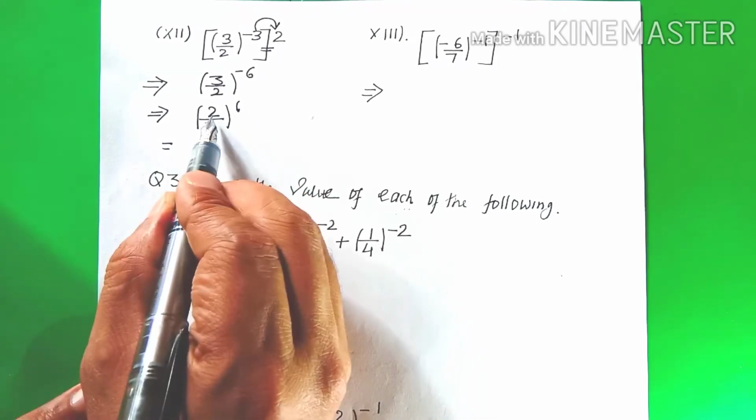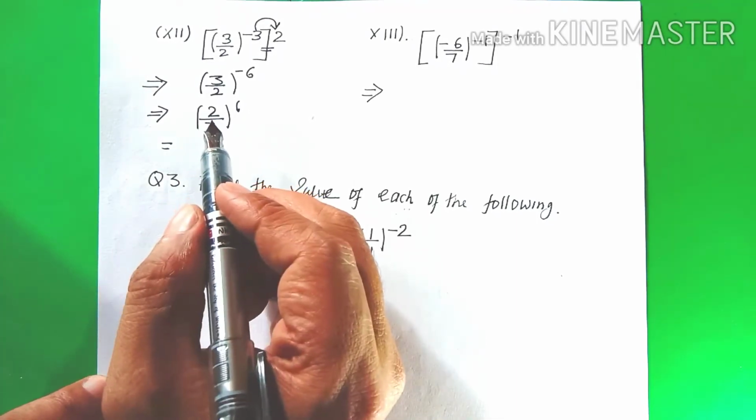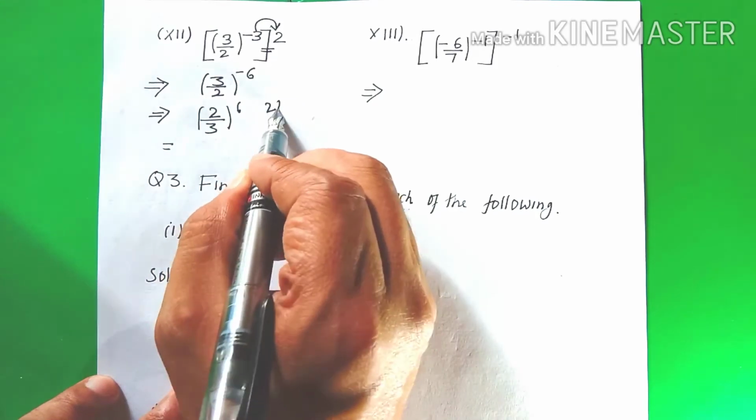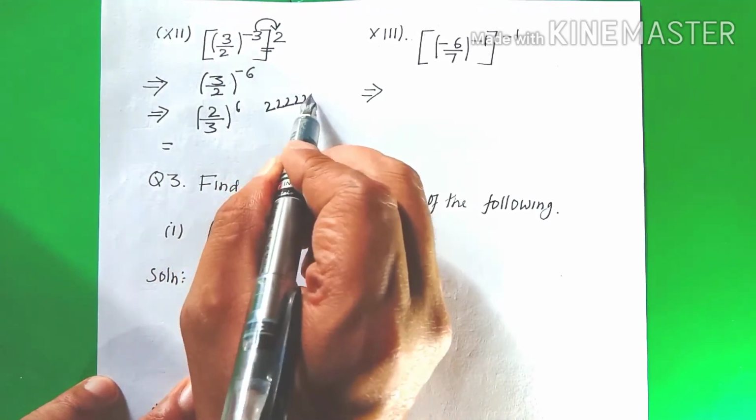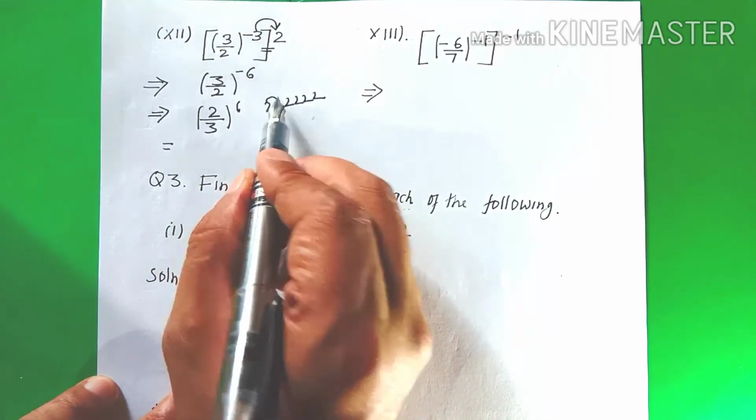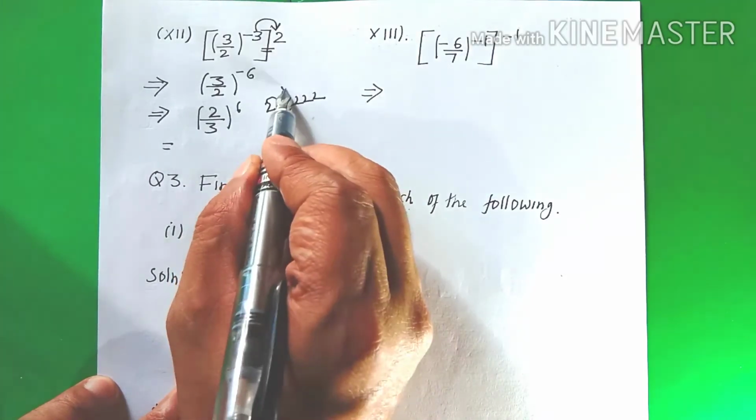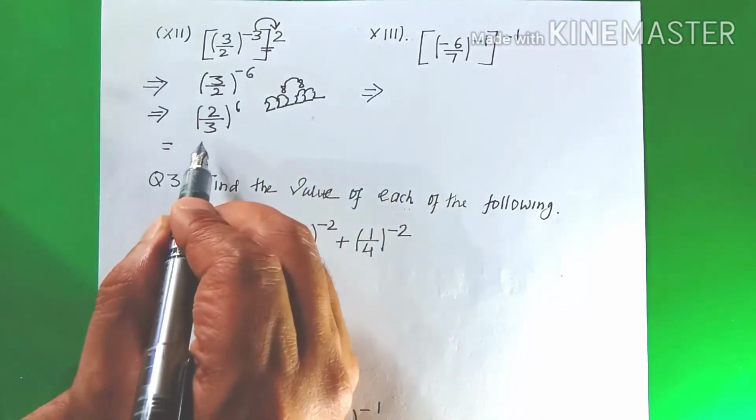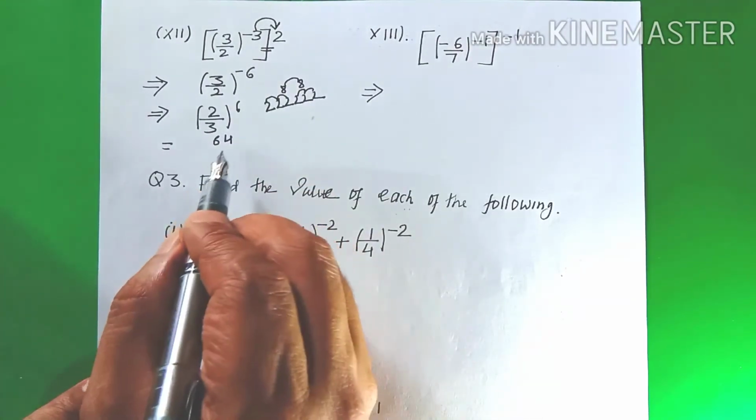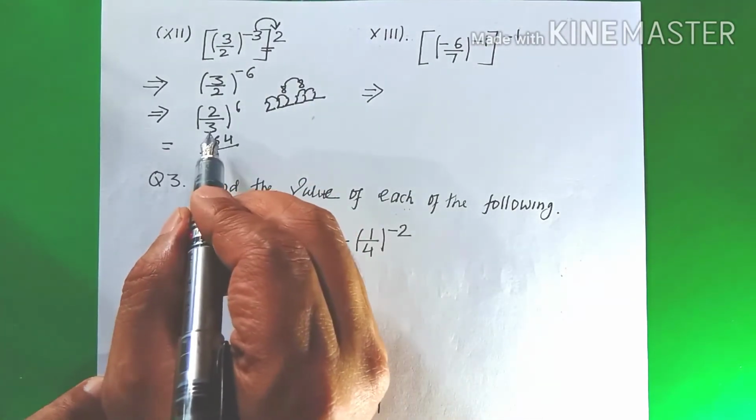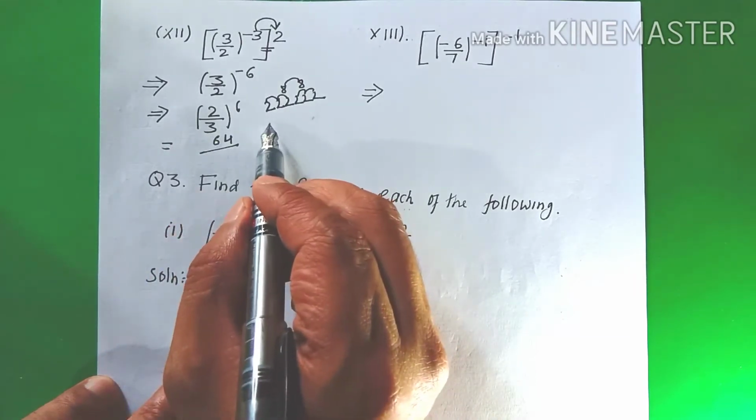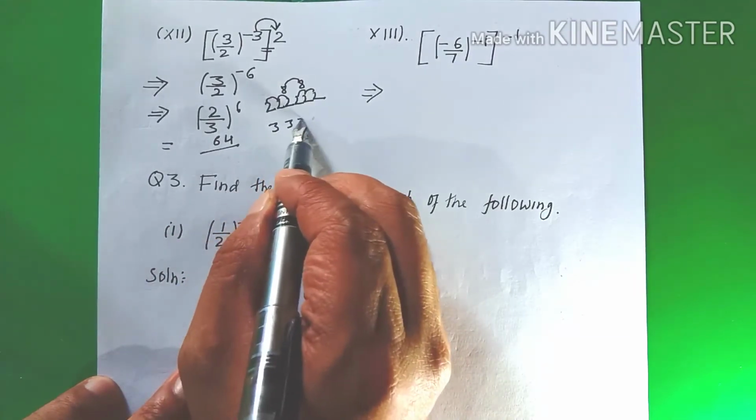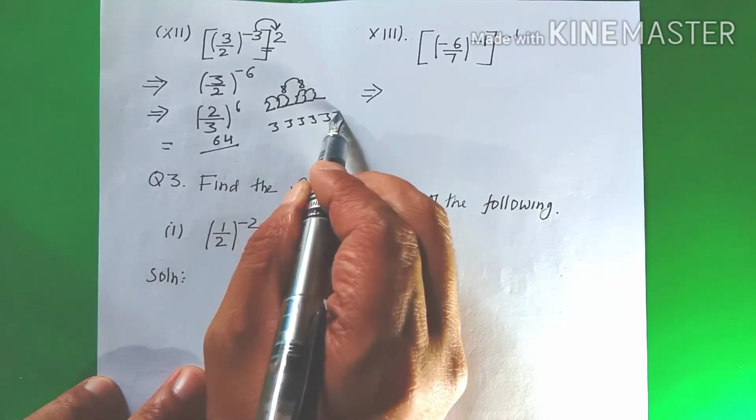Then you'll have to repeat here 2 how many times? 6 times. So that will give here 1 2 3 4 5 6. So 2 into 2 will be 4. 4 into 2 will be 8. Again here 2 into 2, 4. 4 into 2, 8. 8 into 8 we get here 64 divided by, again here 3, you'll have to repeat 6 times. So 1 2 3 4 5 6.